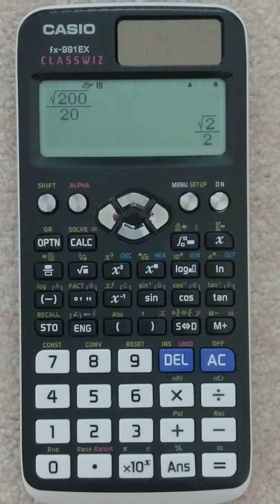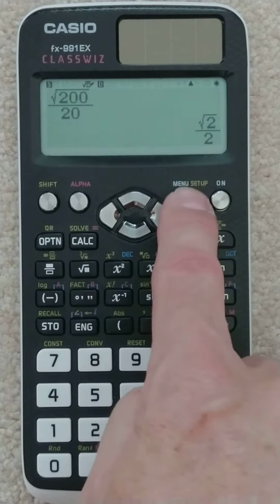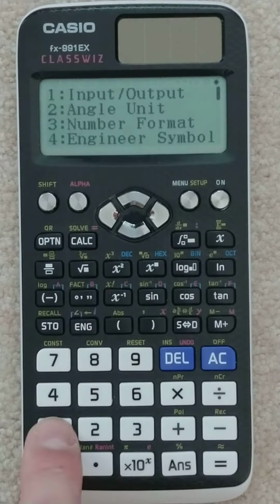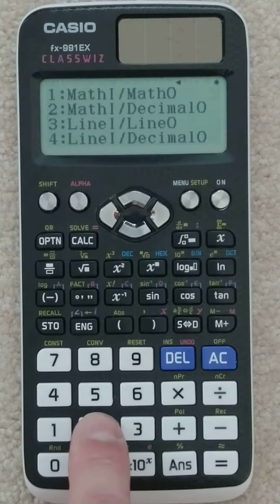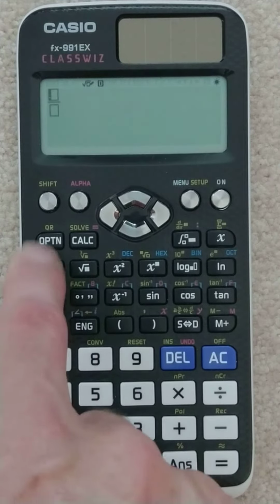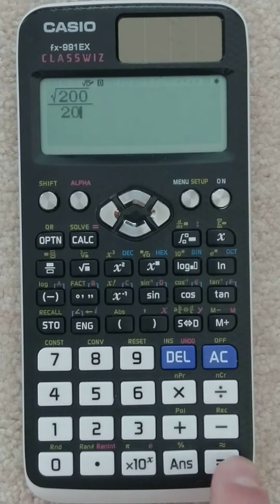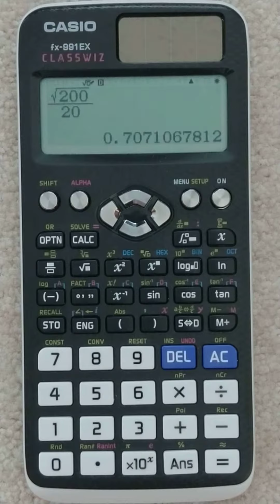That's fully reduced. Let's say, though, that I'm doing some physics or engineering and I don't want these math answers, these exact answers. If I want approximate answers, decimal answers, I go shift into setup, I go back into my input output. This time I'm going to pick option 2, which is math input but decimal output. The math input just means it's the pretty, looks like textbook input, like the fractions show up the way you would want them to. So I hit the fraction key, square root of 200 over 20, and hit equal, and now I get the decimal equivalent without having to do anything, not having to hit any extra keys.